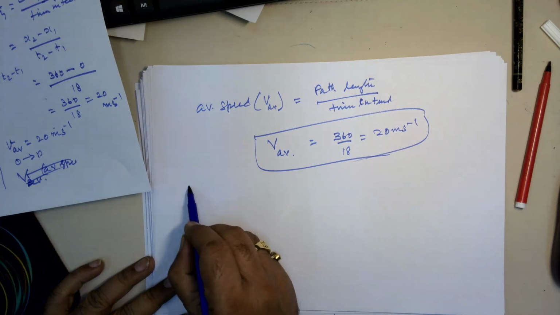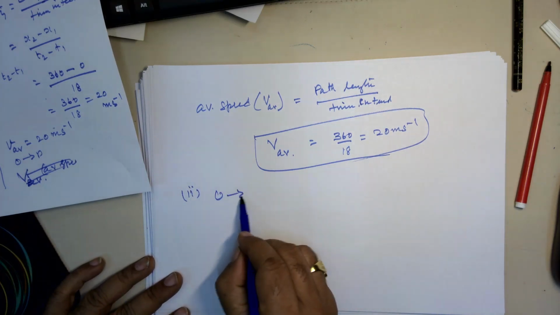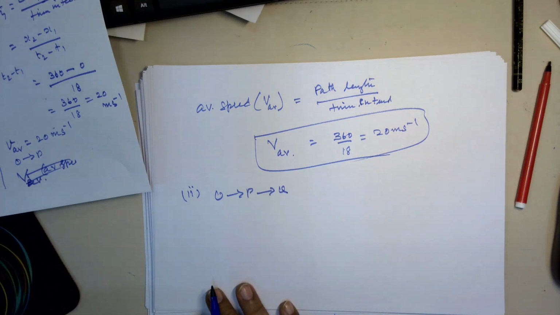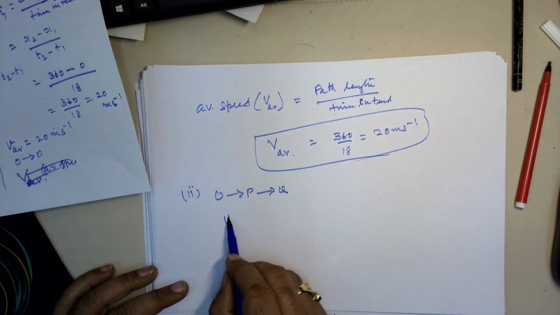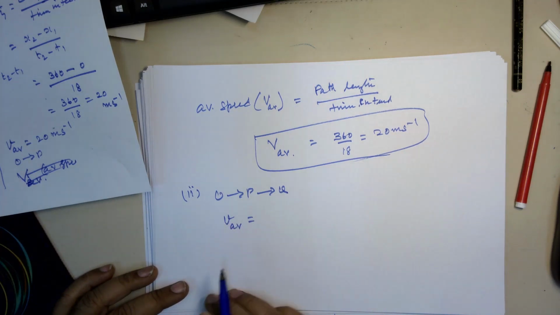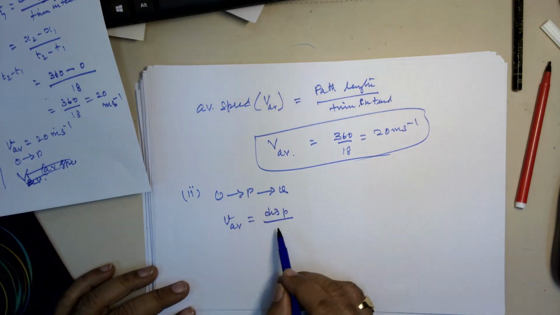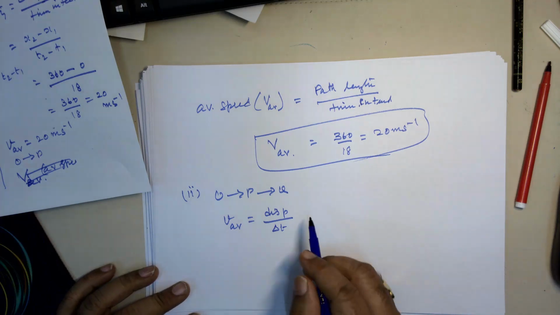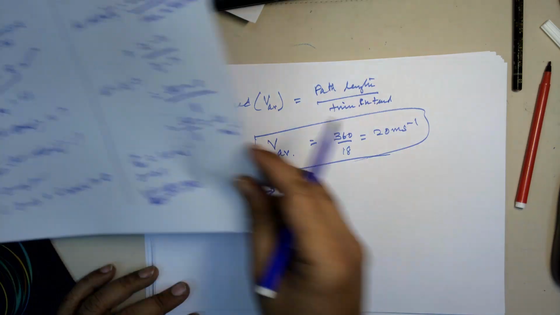Now let us go for the second one, right? O to P and then to Q, okay? Now average velocity. Let us calculate average velocity. What is average velocity? That is the displacement divided by time interval, okay? So here, now listen to me very carefully. The displacement. What is the displacement? Look at here.